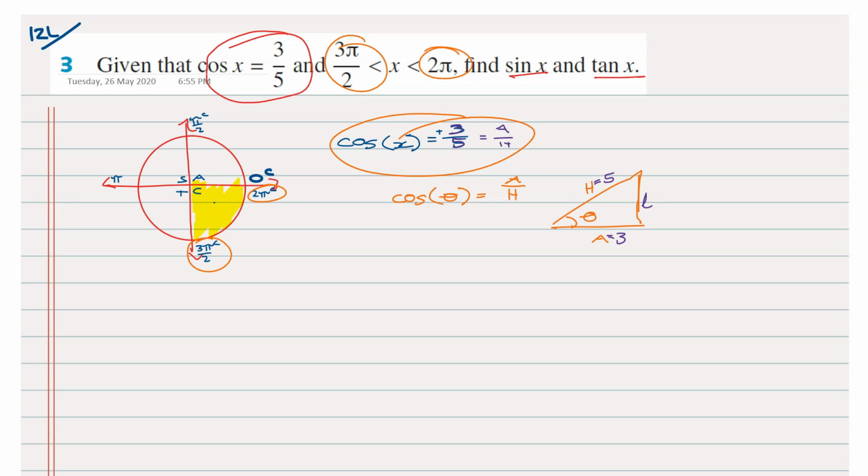Looking over here, sine x equals the opposite over the hypotenuse, and tangent of x is equal to the opposite over the adjacent. So if we calculate the value of the missing side, we're going to know the opposite. And thus, using this reference triangle, we could figure out the ratios of sine x and tangent x.